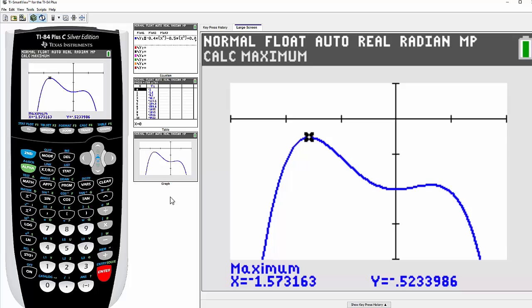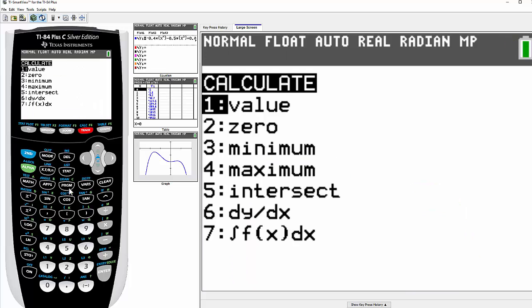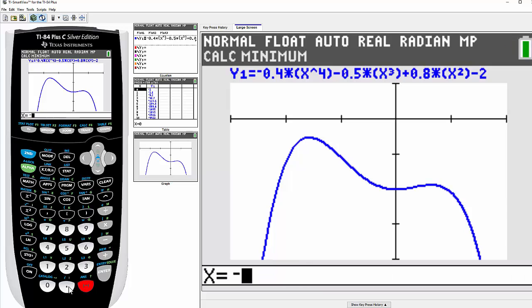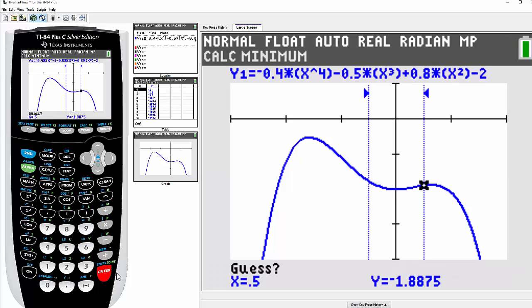The next thing we want to find is the local minimum that's over here somewhere. So we go back to the calc submenu and we use the minimum function, and again it wants a left bound and a right bound. So I'm going to use -0.5 and 0.5. And as far as a guess, this is an interesting example because you can get to see a little bit of round off error in the algorithm here.